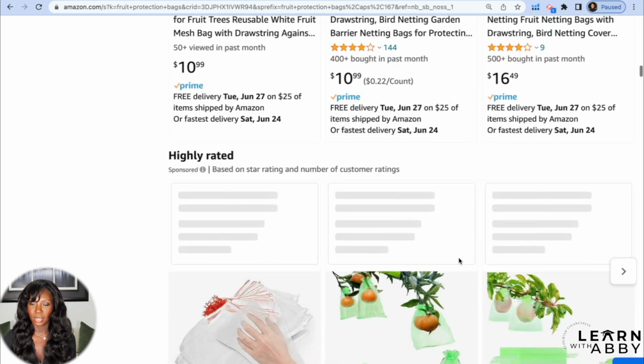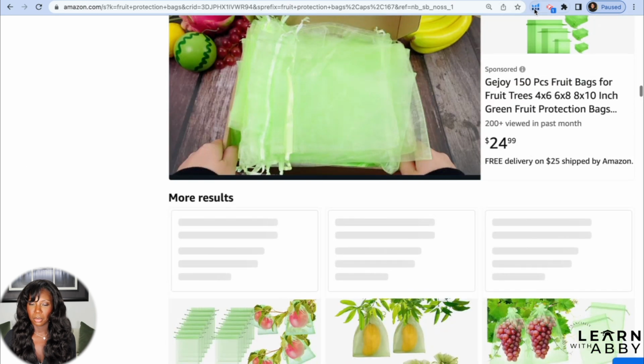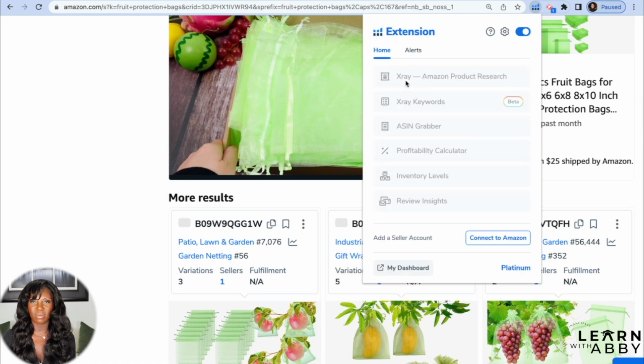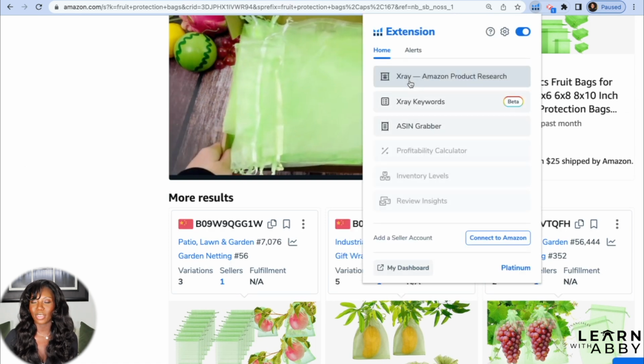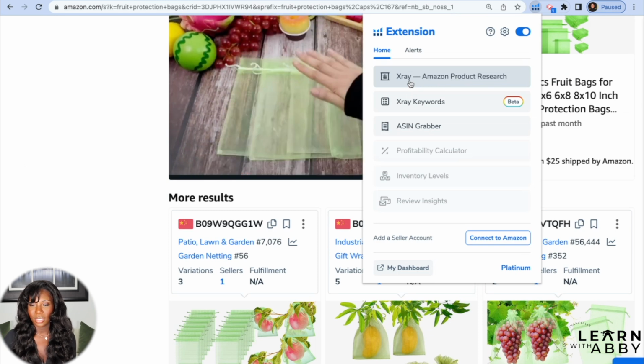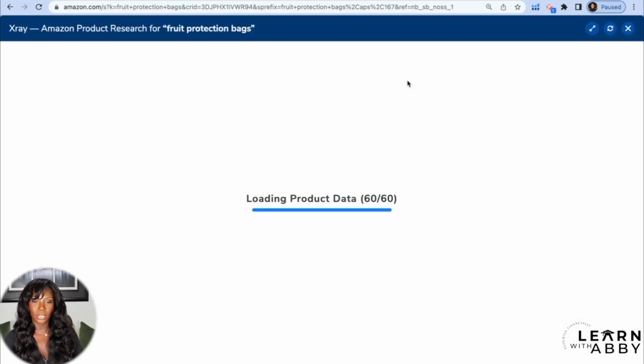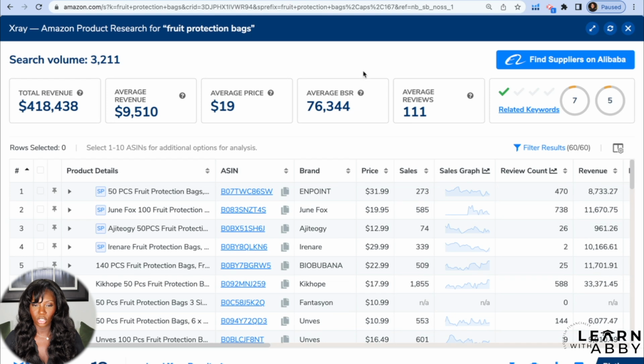Interesting. They just look like they're regular mesh, not mesh. I forget what the name of this material is. But either way, let's go ahead and pull up the numbers for fruit protection bag.